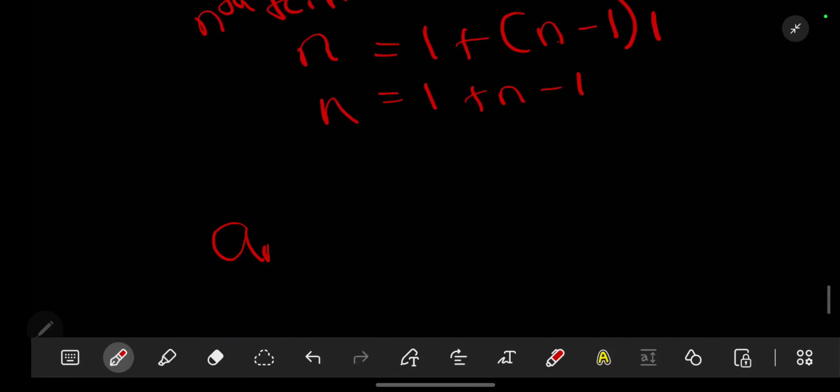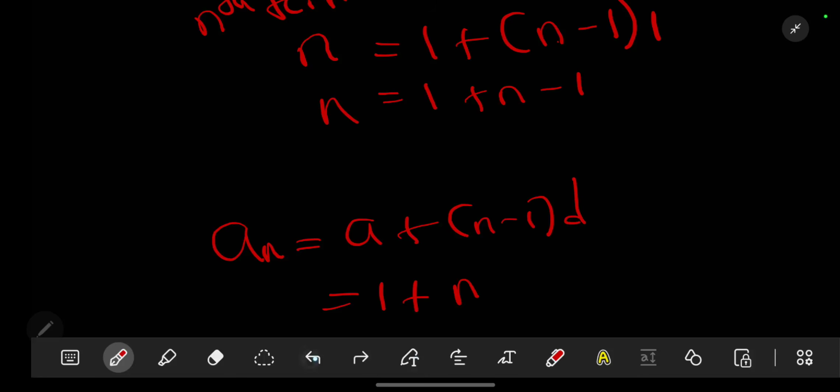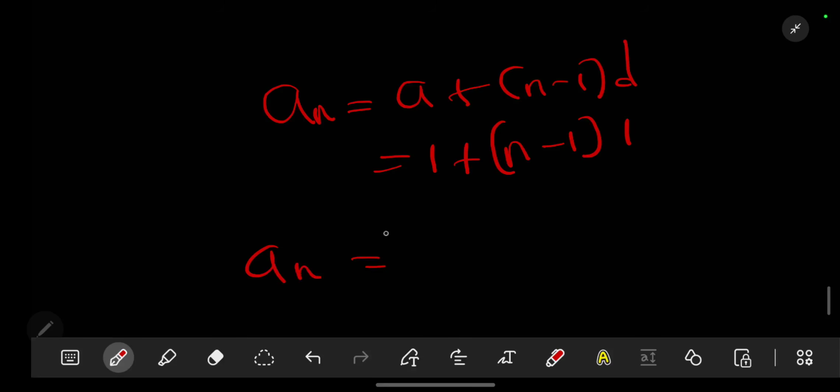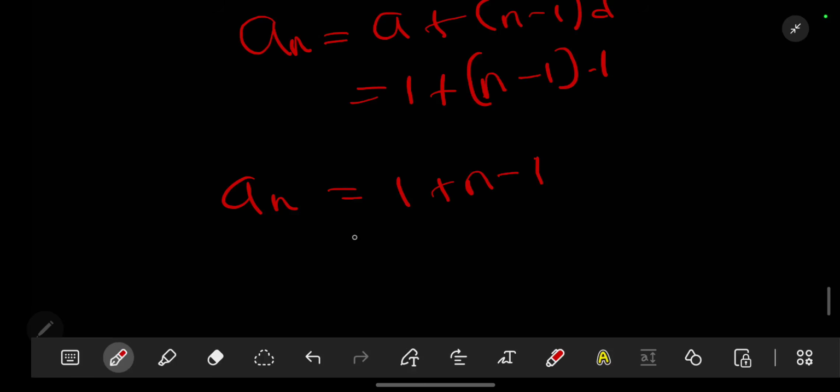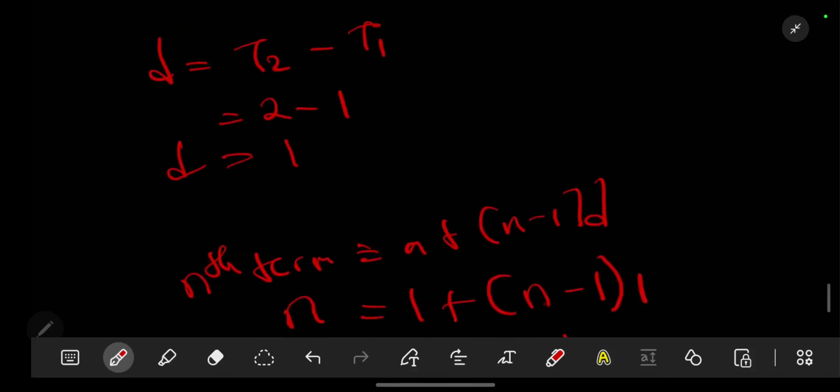So using the nth term is equal to a plus n minus 1 d, we are going to have our first term is 1, plus the n we don't know, so we have our n minus 1 times the difference, which is 1. So the nth term is given by 1 plus n, then minus our 1 like that. 1 doesn't change anything. So we have 1 minus 1 is 0, so we have the nth term. So this is the formula of this sequence.